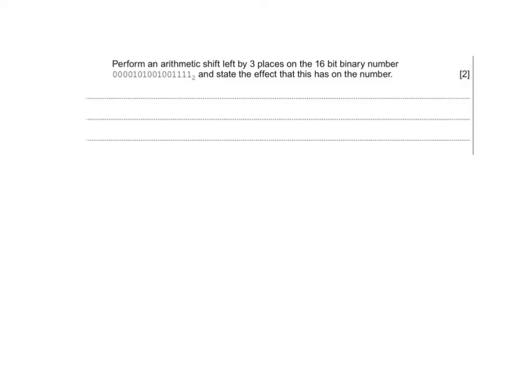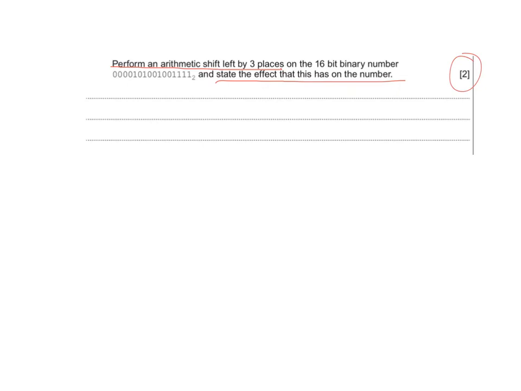So if we have a look at this GCSE question, it's asking us to perform an arithmetic shift left by 3 places on a 16-bit binary number, and state the effect this has on the number. Now, one of the first things I would be paying attention to on this is that it's 2 marks. You're getting 1 mark for actually performing the shift left by 3 places on the number, and another mark for stating the effect that it has on the number.